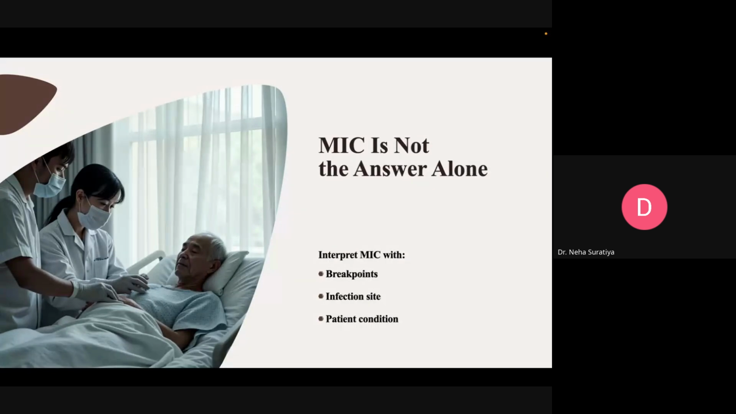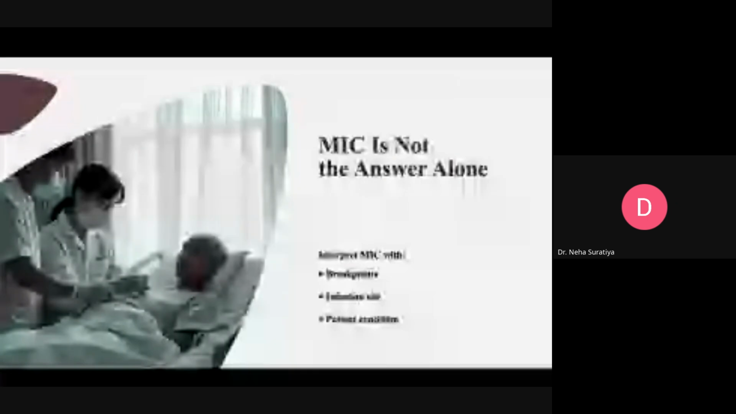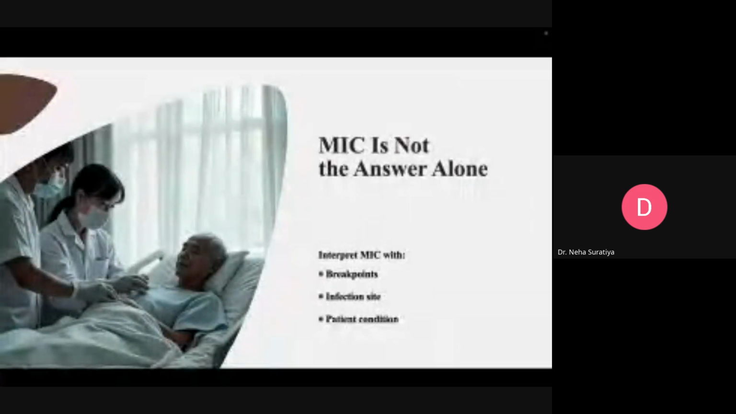Don't worry. We need to understand the infection site, and we need to understand the patient's condition as well. In the introductory slide of this whole topic, I already told you that we need to correlate everything. We cannot rely only on this AST report. We need to relate it to the exact infection site and the patient's condition. We need to check the renal function test, the liver function test, and comorbid conditions, and then we can decide.